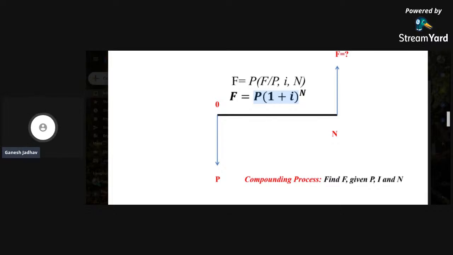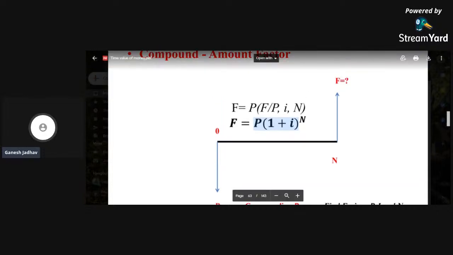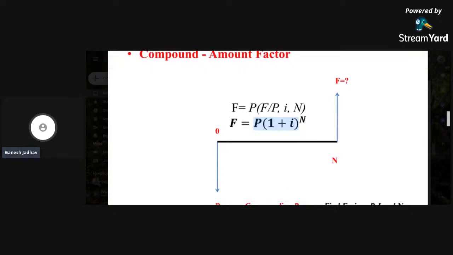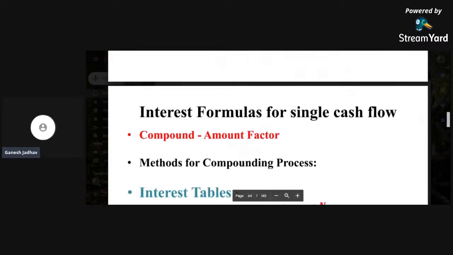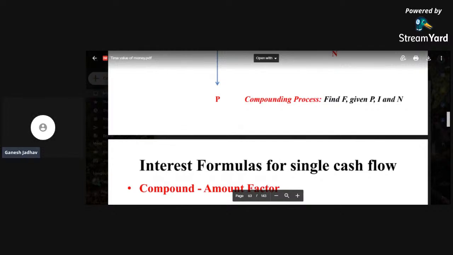So initially F is equal to P, but whenever the value of n varies, the amount will be increased. At that time, you can calculate F is equal to P(1 + i) raised to n using this formula. So this is your actual process.